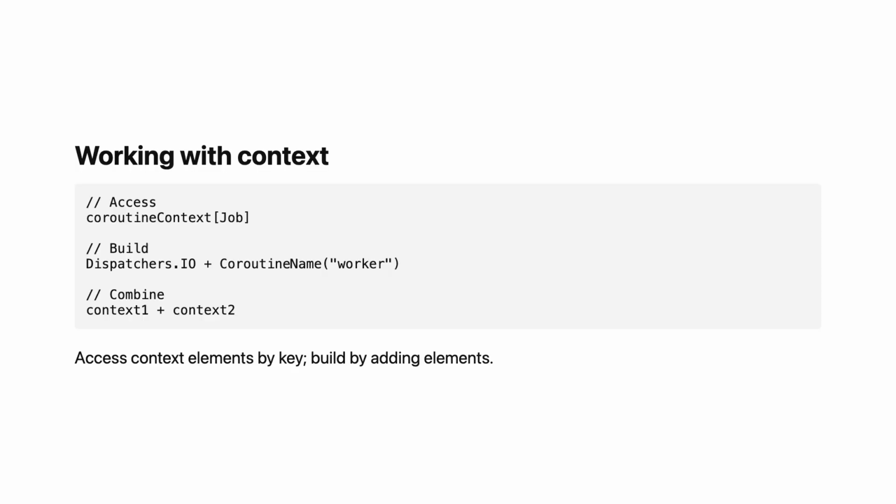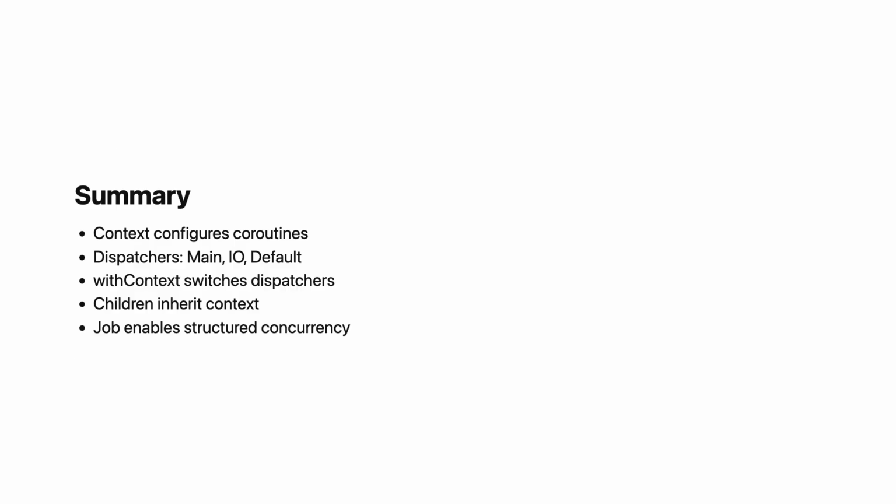Access the current context with coroutineContext inside a suspend function. val currentDispatcher = coroutineContext[ContinuationInterceptor]. Build a context by adding elements. val myContext = Dispatchers.IO + CoroutineName("worker"). Context combines: context1 + context2. If both have the same element type, the right side wins. EmptyCoroutineContext is the identity. Adding it changes nothing. Keep context building simple. Usually you just specify a dispatcher and maybe a name.